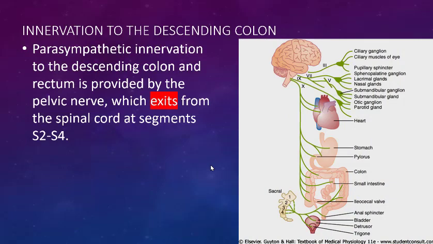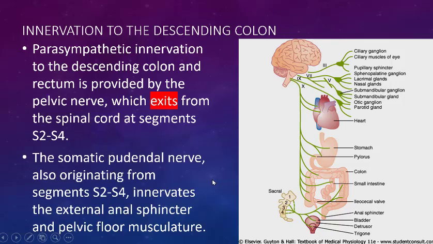Parasympathetic innervation to the descending colon and rectum is provided by the pelvic nerve, which exits from the spinal cord at segments S2 and S4. This is S2 and S4. So this is the descending portion of the colon, which is supplied by sacral nerves 2 to 4.